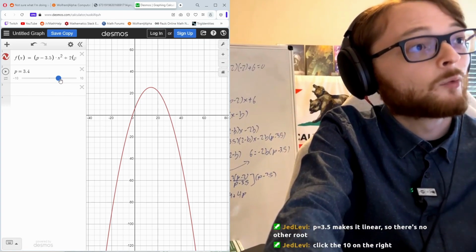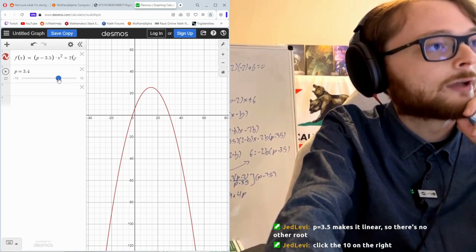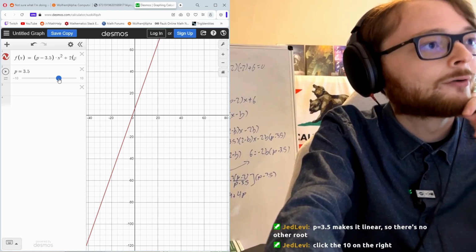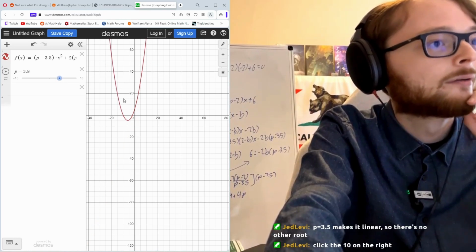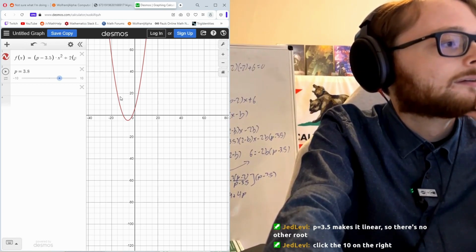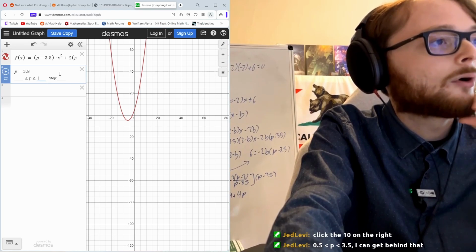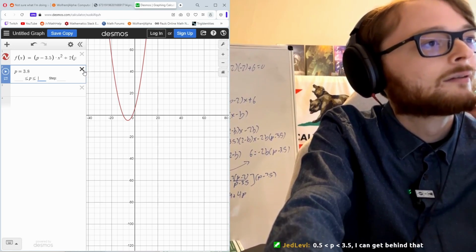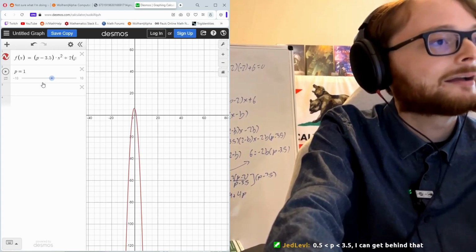So 3.4 works, 3.49999 works, but 3.5 exactly does not, because that's a line and only has 1 zero. 3.6 and greater doesn't work because it's an upward parabola. Okay, he's like, oh, okay, I didn't know you could do it like that. Oh no, okay, oh well. Oh, okay, I can get it back though.